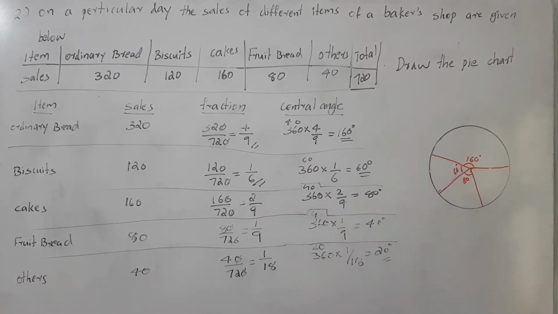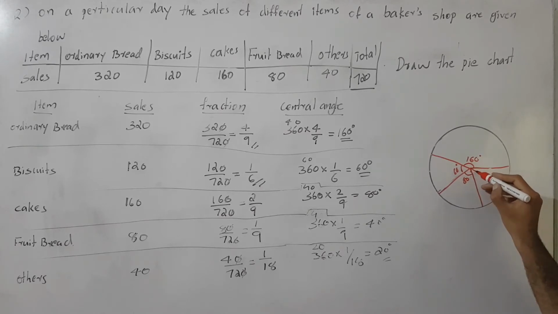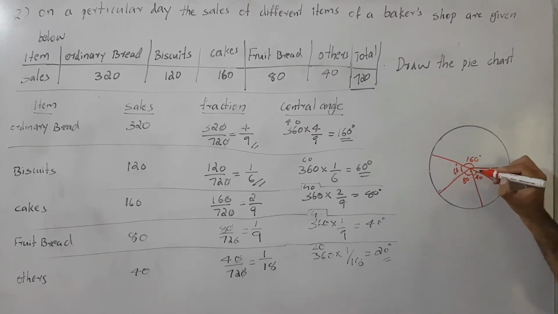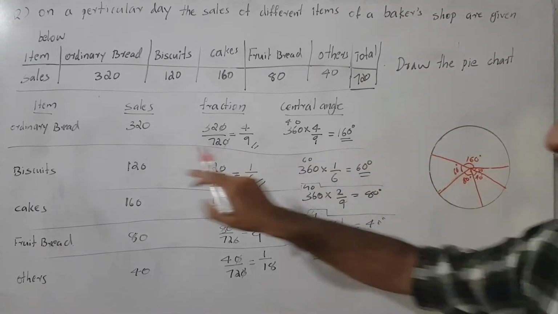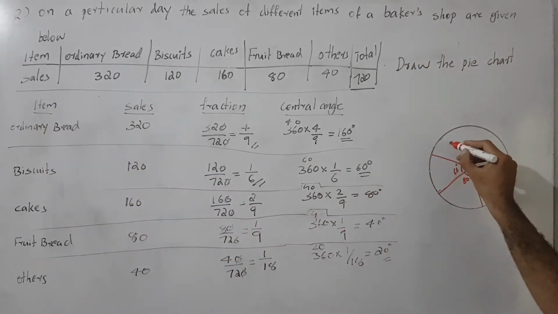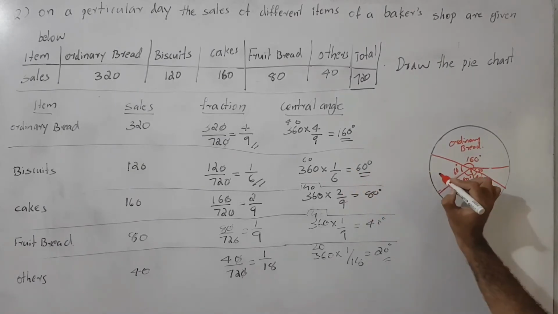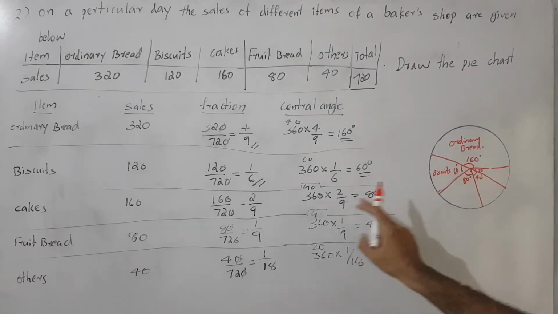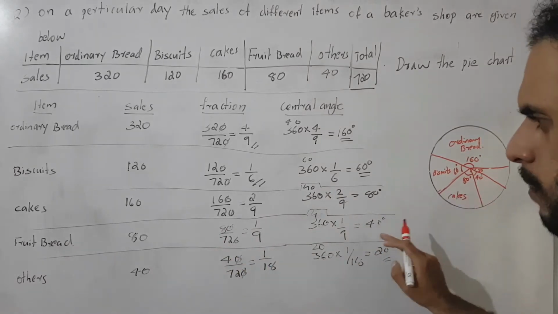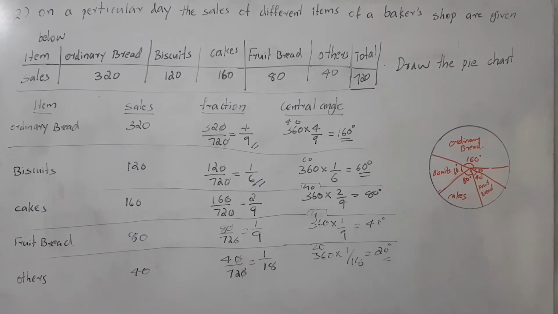Remaining 40 and 20. Then again I keep the protractor on this line, I mark 40 degree, draw. This one is 40 degree, and the remaining is 20 degree. Why? Because the total is equal to 360 degree. Then we write inside: 160 is representing ordinary bread, then biscuit, then 80 is representing cakes, 40 is representing fruit bread, and the remaining last one is representing others.